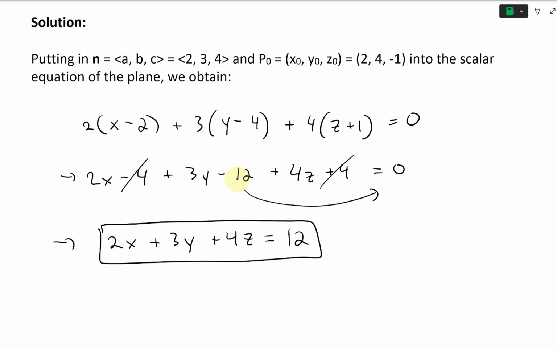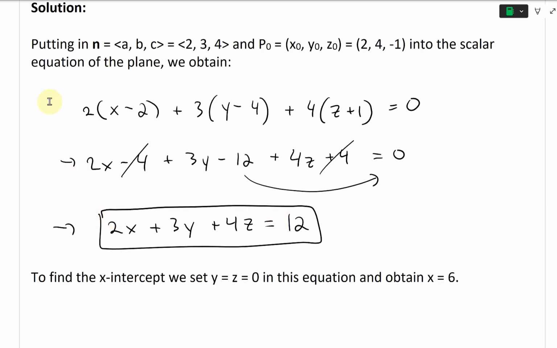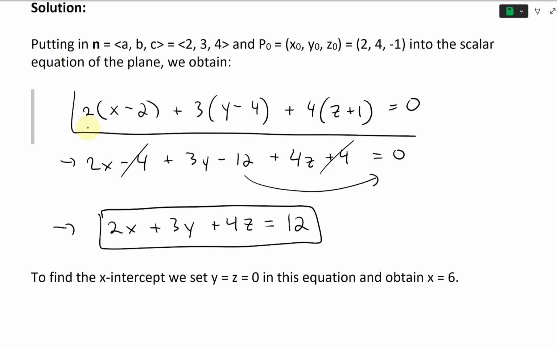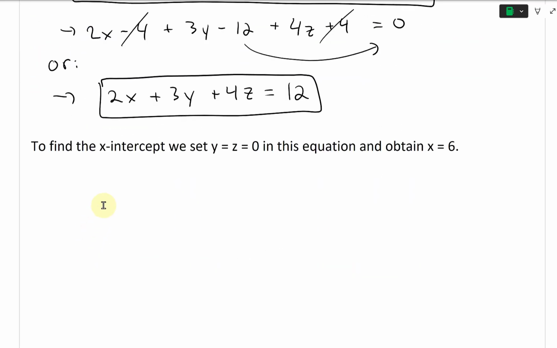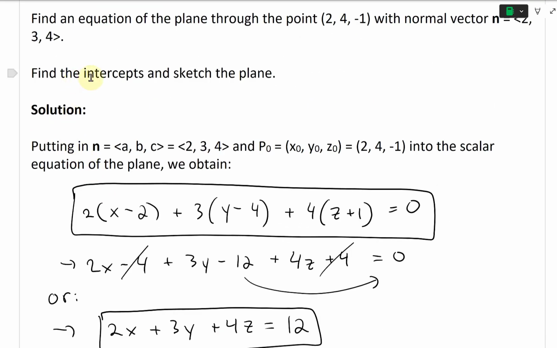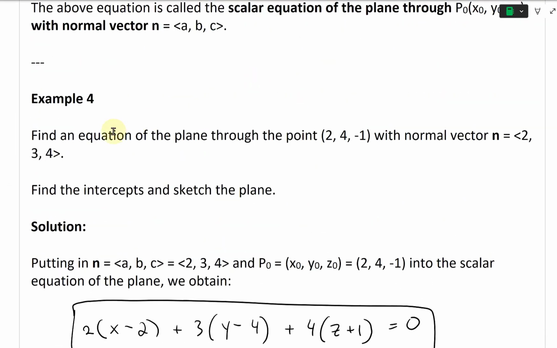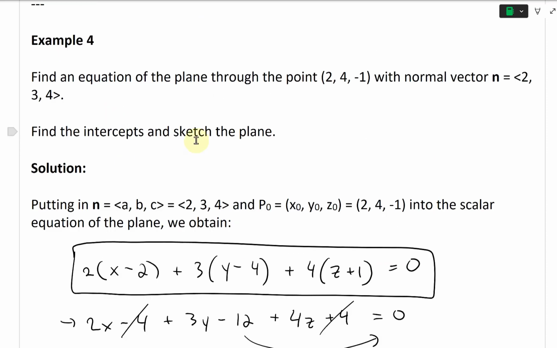So there's our equation of a plane. That's our simplified equation of a plane, but technically we could have just stopped right here. We could have stopped right here and boxed this out, or we could do this, and then put it right here. All right, and now going further, the next step is to find intercepts and sketch the plane. So we found the equation of a plane, and we're going to find intercepts.